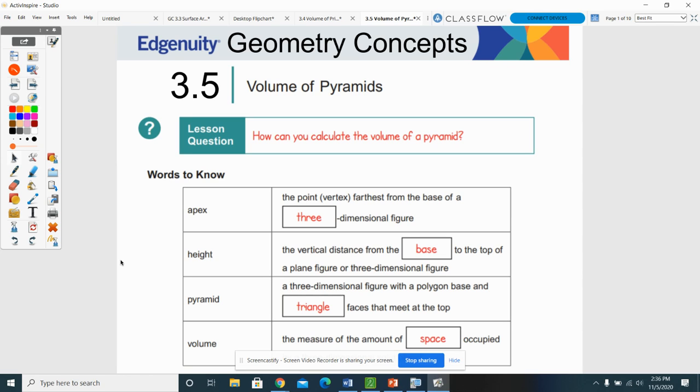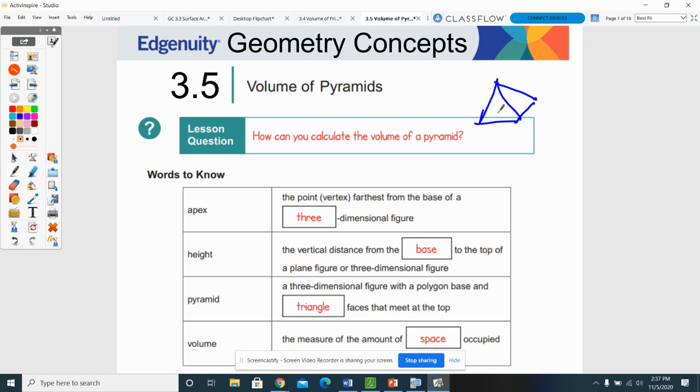Hi guys, we're going to talk about volume of pyramids today, and we have some vocab for you to look at. This first vocab word was exciting to me because I don't know that I use this vocab word. It's called an apex, and it is the point or the vertex that is farthest away from the base in a three-dimensional figure. So today we're talking about pyramids and the amount of stuff inside of a pyramid.